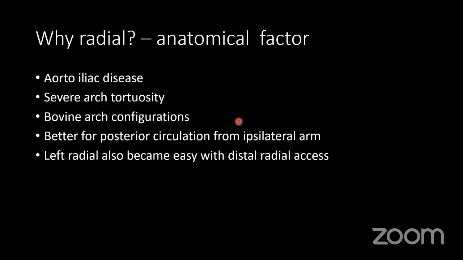And about posterior circulation cannulation, which can be done from the ipsilateral side: the right vertebral artery can be cannulated from the right radial, and the left vertebral artery can be cannulated from the left subclavian while accessing the left radial artery.